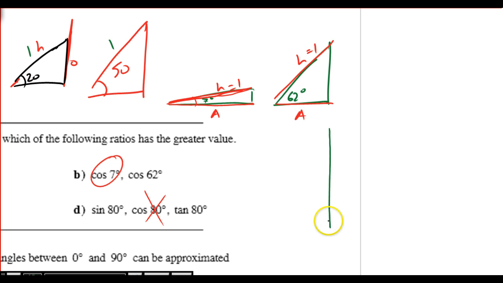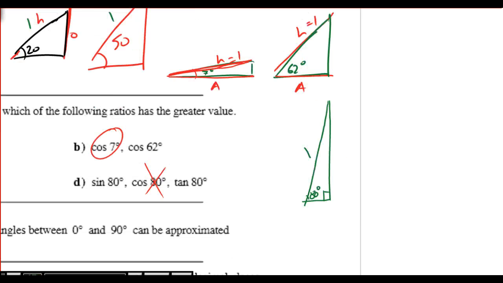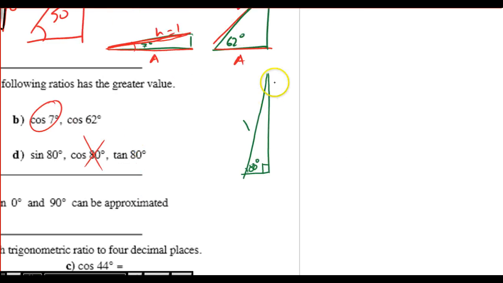It's going to be, there's my right angle, and that's going to be approximately 80 degrees right there in the corner. So if that's 1, this is going to be close to 1 right there, and this is going to be tiny. That's why I eliminated the cosine right away. And if this is really small, if this is 1, this is going to be very small. So this ratio is going to be much bigger, the tan 80, because tan is opposite.